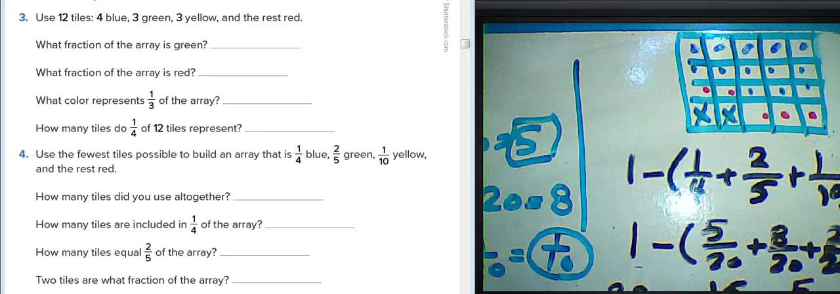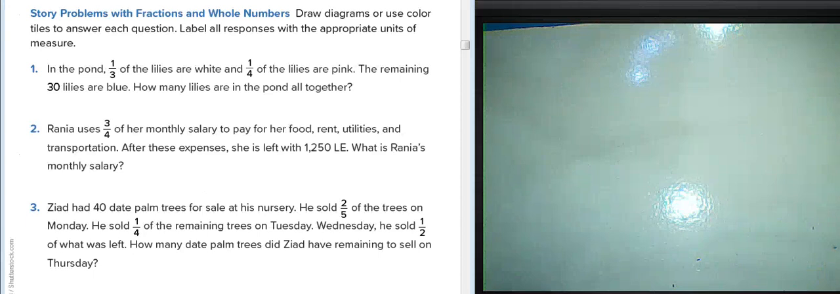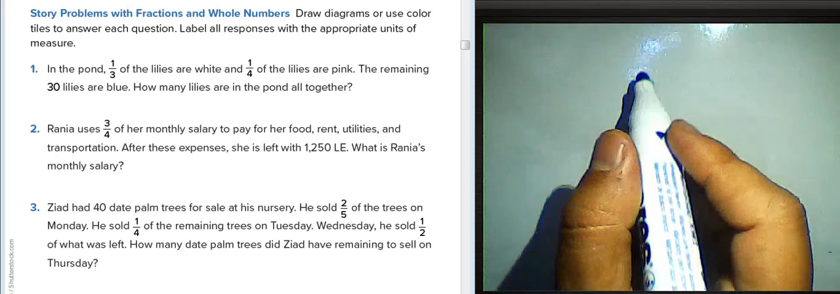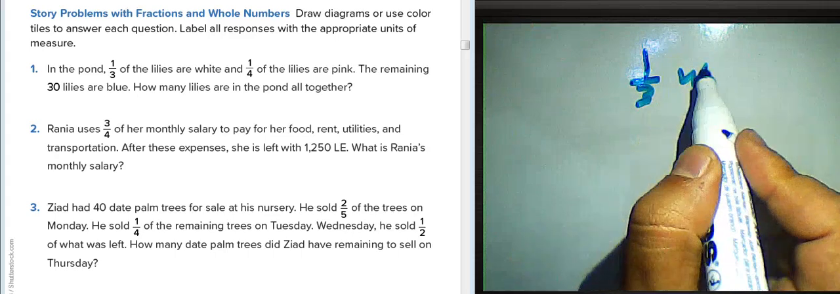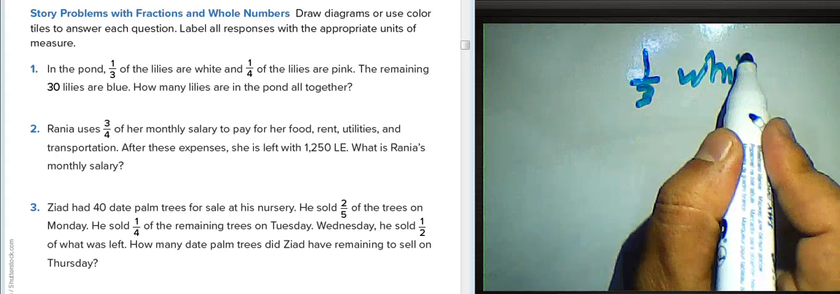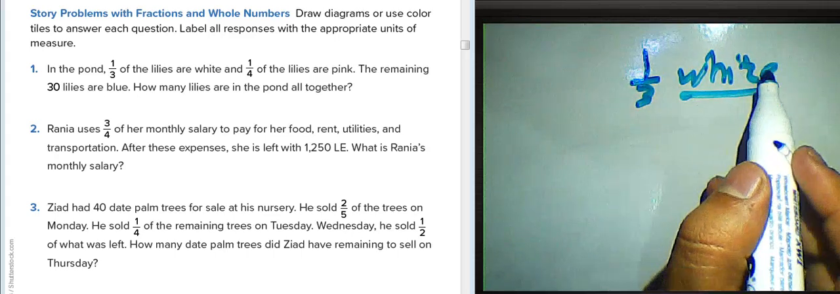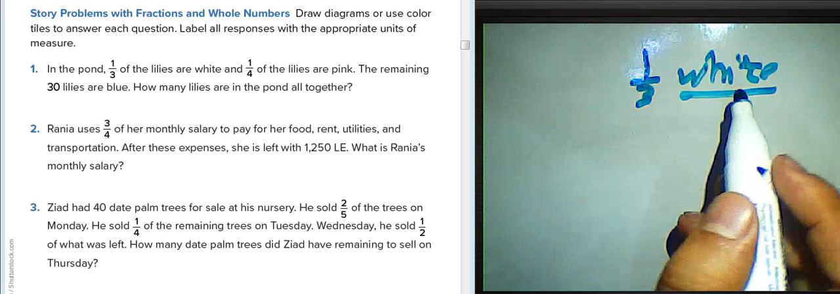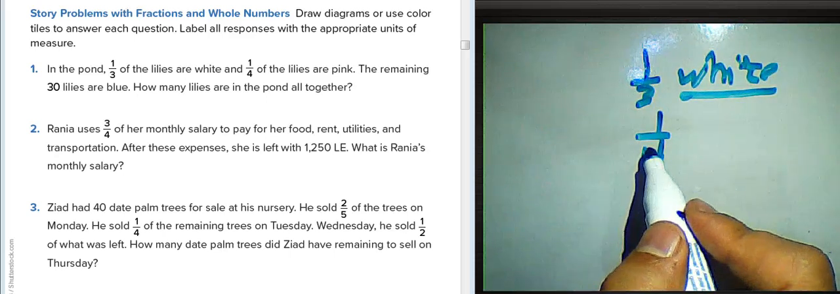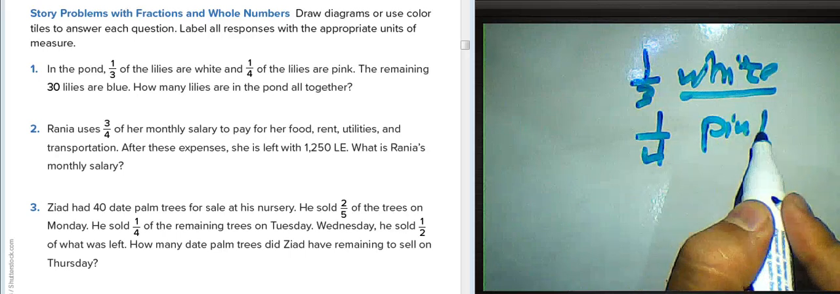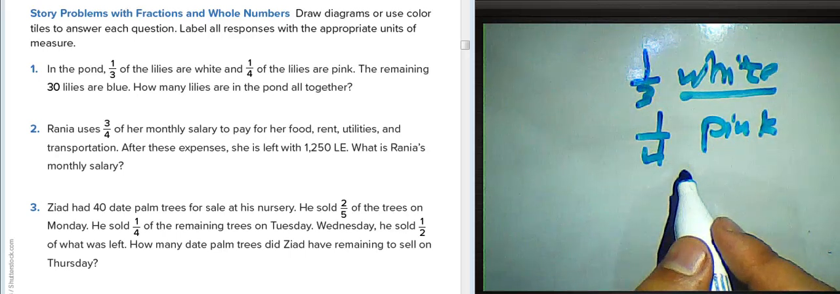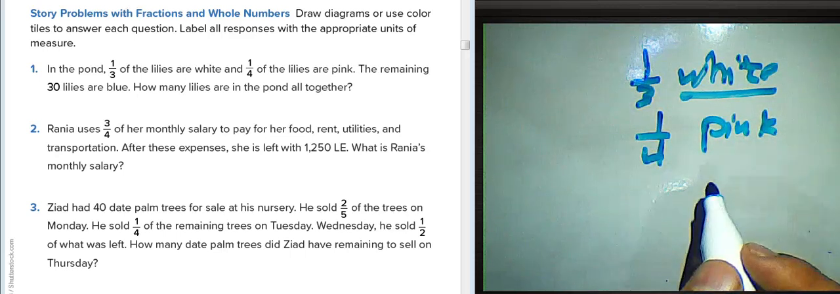Look at question number 1, story problems. In the point, a third of the lines are white. Look with me. I will write steps here. We have a third white, and a fourth pink, and the remaining 30 are blue.